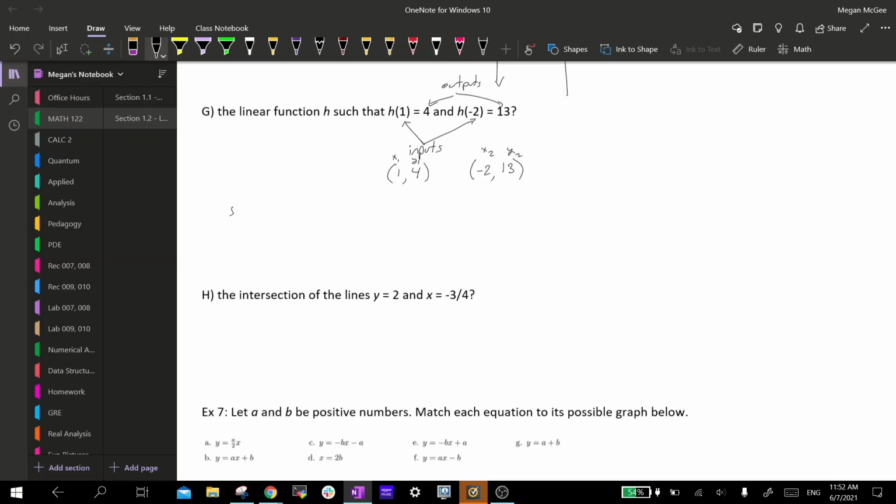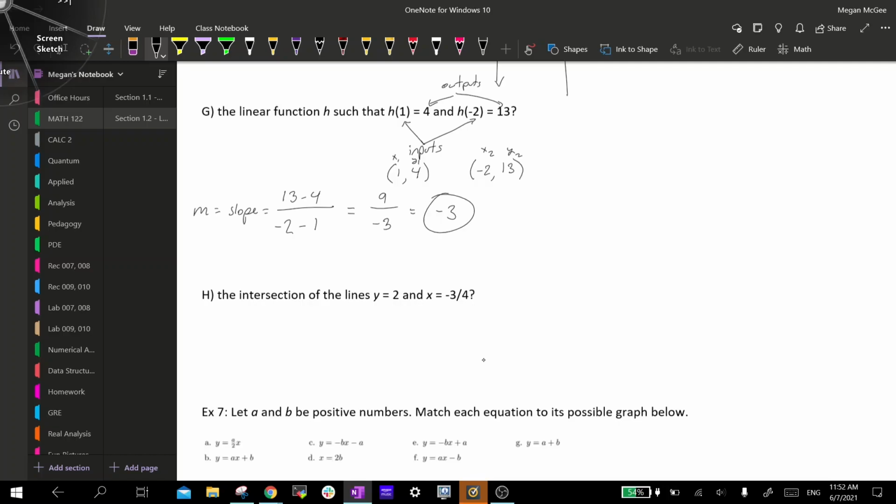Okay, so our slope, that's our m value, and we need our y2 minus our y1 over our x2, which is negative 2, minus our x1, which is 1. So we have 13 minus 4, so that's 9, over negative 2 minus 1, well, that's negative 3. And 3 goes into 9 3 times, so we end up with negative 3 as our slope.